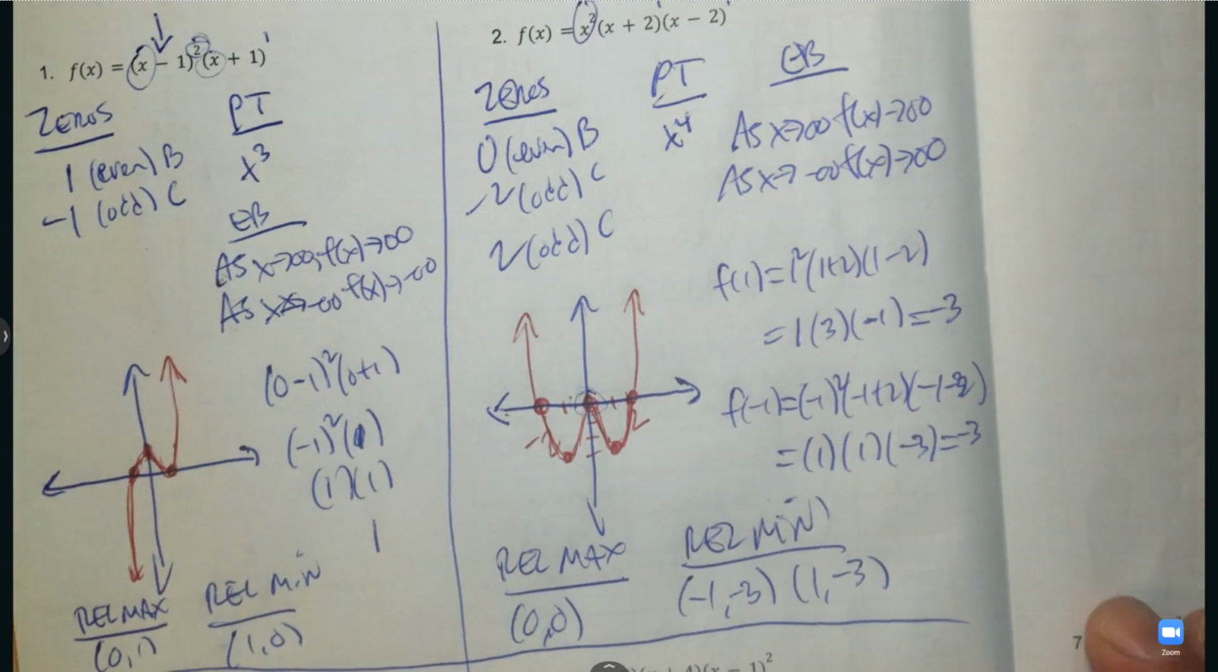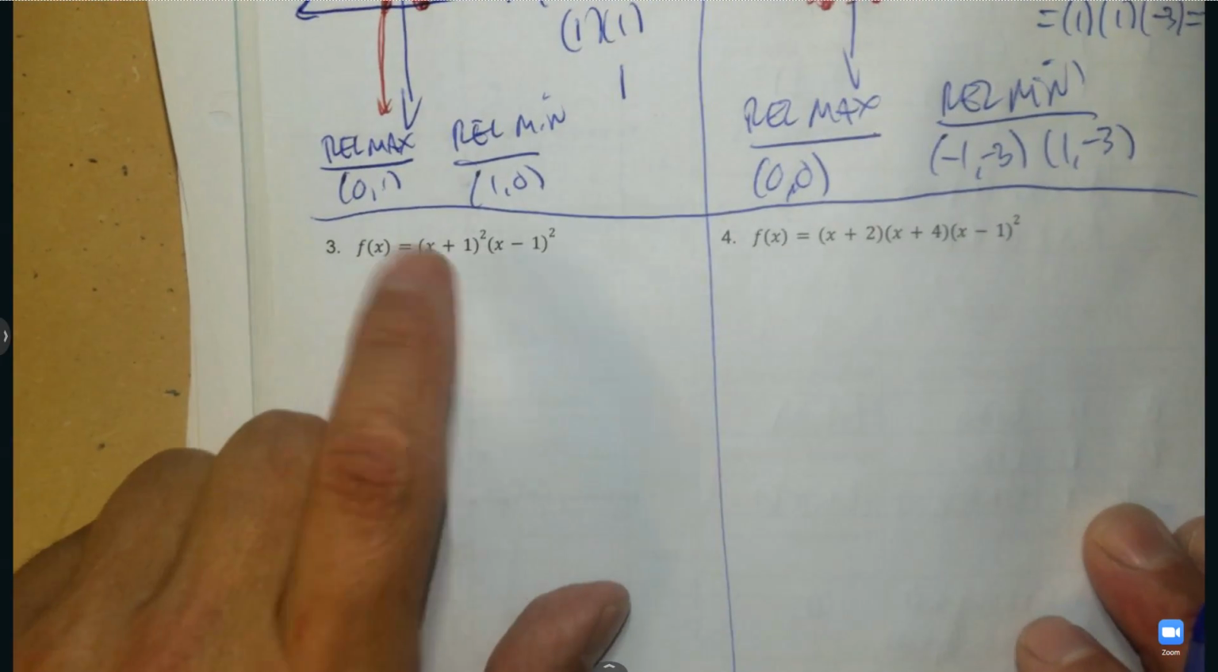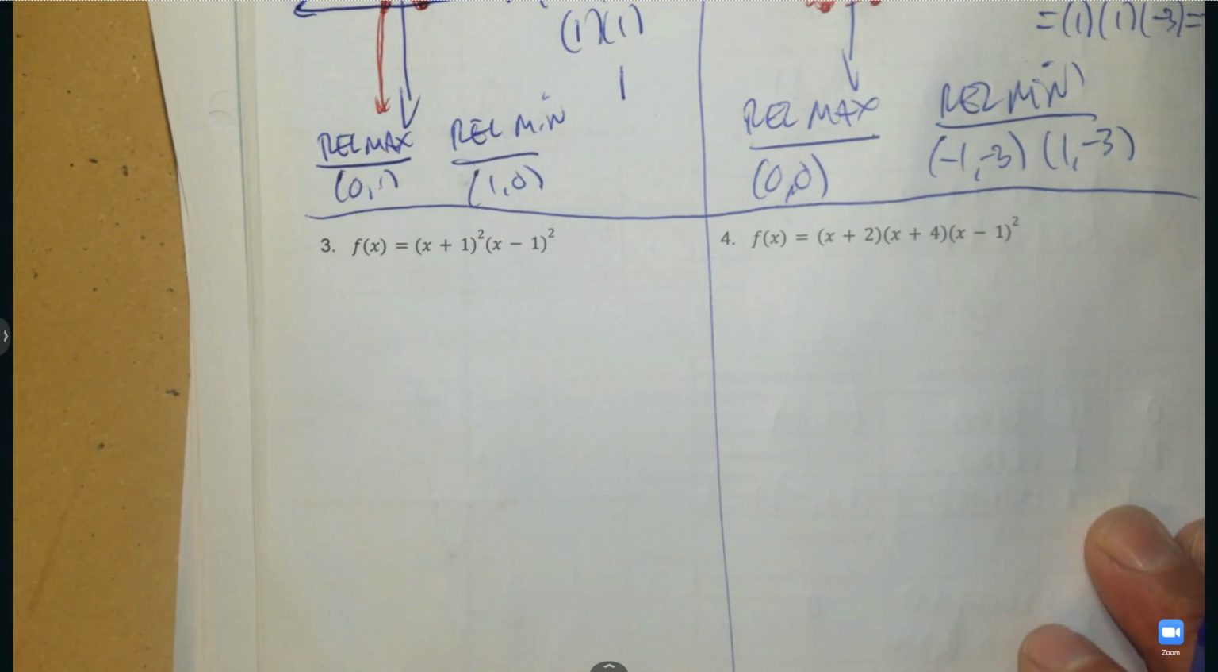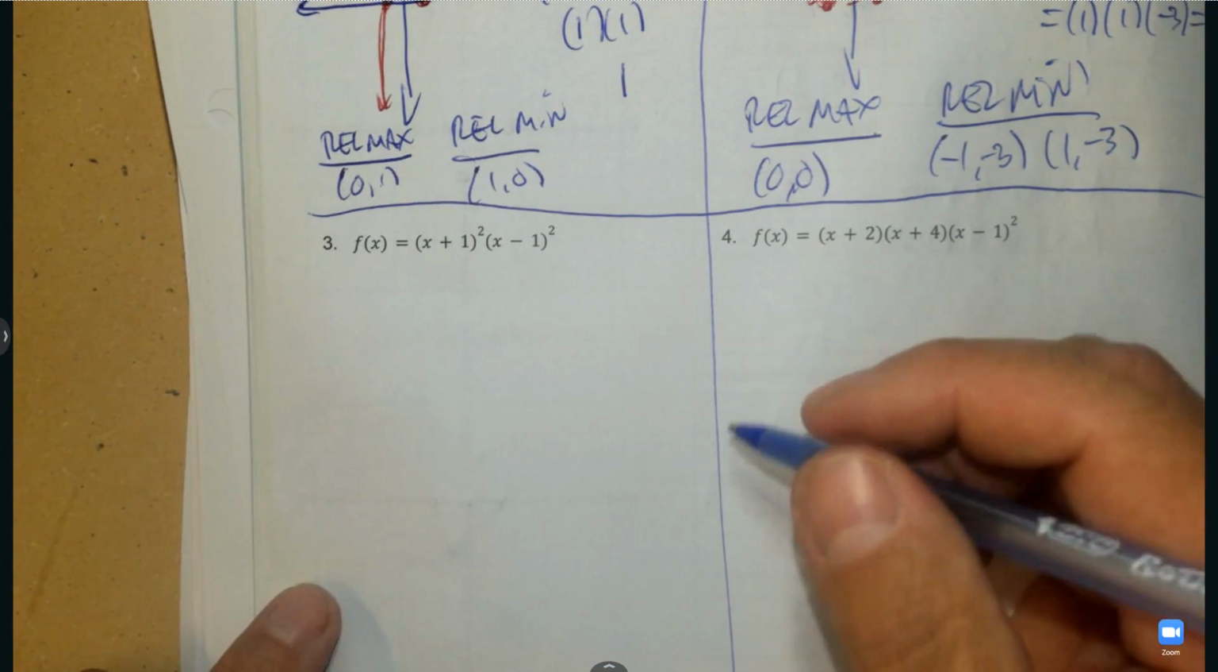All right, try number 3. Press pause. And then when you're ready, press play and see if we match, or if you're stuck, go as far as you can, and then when you're stuck, press play.